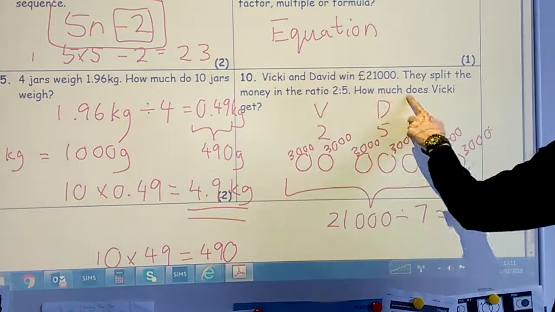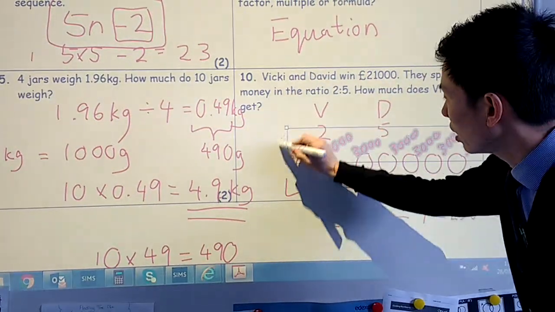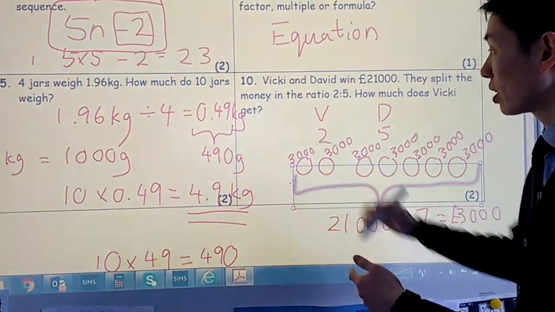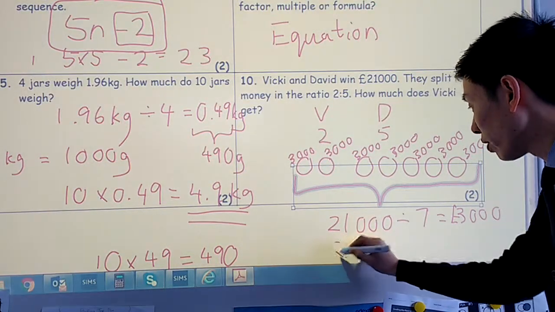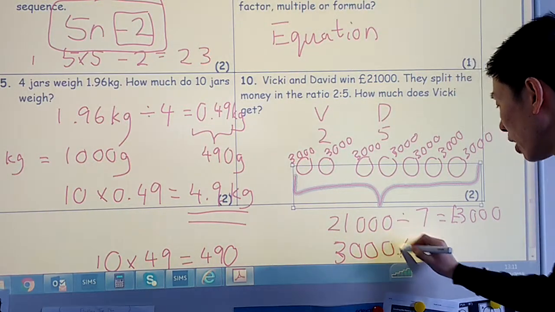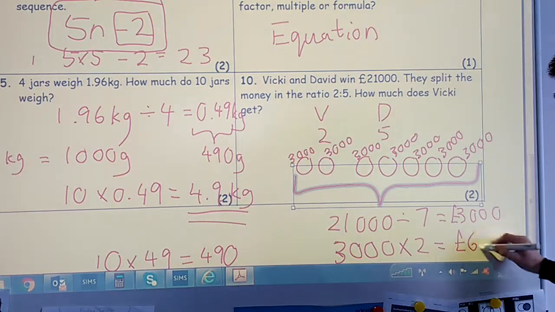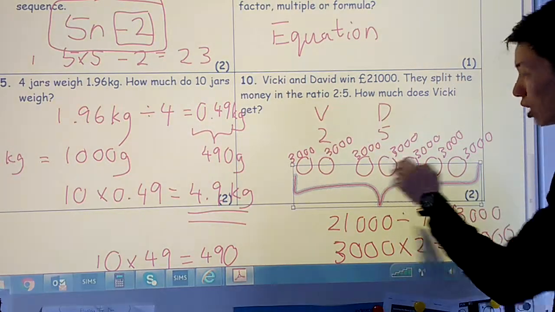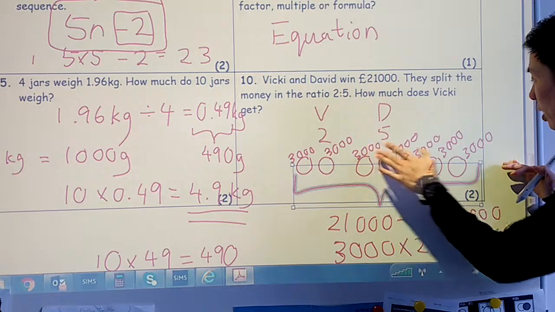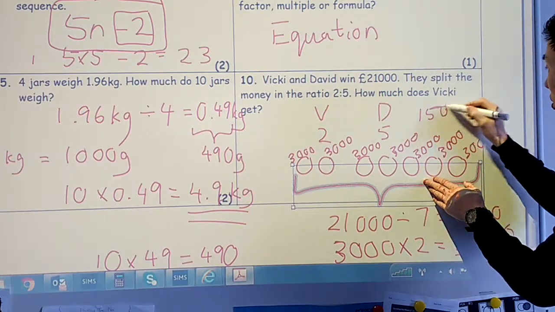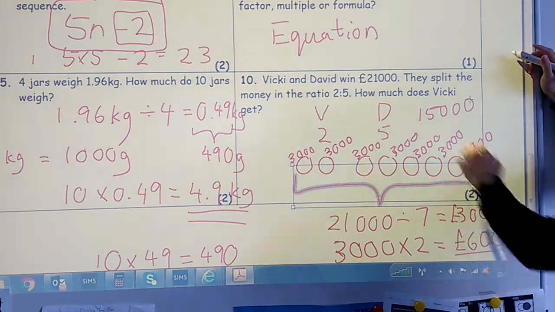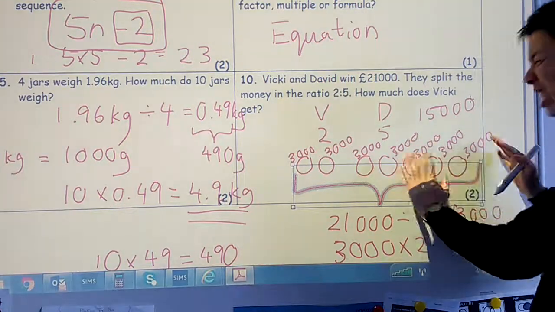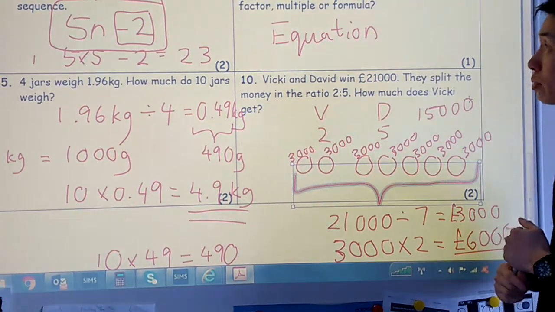Okay, how much does Vicky get? Vicky gets 2 coins, right? Which means she gets 3,000 plus 3,000, or you can do 3,000 times 2 to finish off. So 3,000 times 2, £6,000. That's what Vicky's going to get. There we are. Okay, just double check, because I usually do this. I also work out what this is. 3 times 5, which is £15,000. 15,000 add 6,000 is £21,000. So I always check at the end to see if I do get 21,000 in case I make a mistake somewhere. So there we have it.